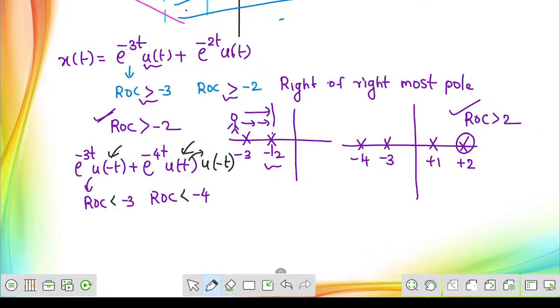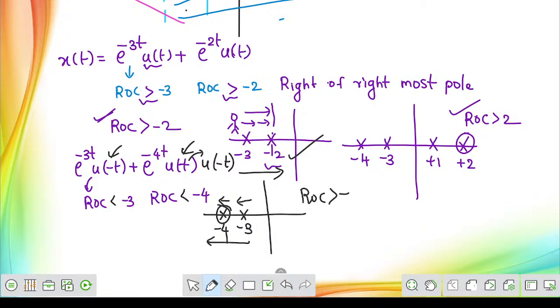If you have more than one left-sided signal, then you have to choose the left of the leftmost pole. It means I have -3 here, and I have -4 here. Both are left-sided sequences. Then for the ROC, you should travel from right to left side. If the signals are left-sided, you travel from right side to left side. If the signals are right-sided, you travel from left side to right side. Reach the right of the rightmost pole in case of right-sided signals. Reach the left of the leftmost pole in case of left-sided signals. Then find the final pole on the left-hand side. That will be your resultant ROC.